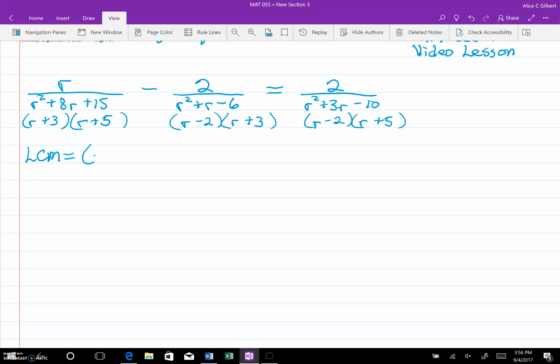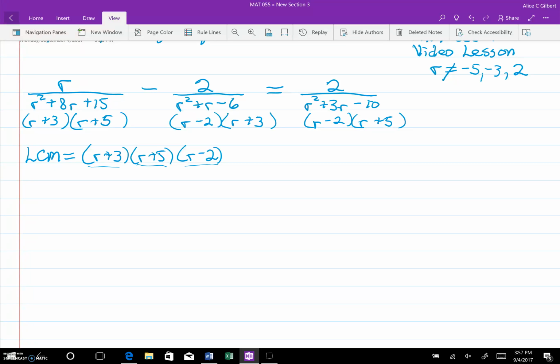Once again, I take everything from the first one to make my foundation. Then I look at the second one, need to include this guy, and now I'm done. However, I do need to figure out what my r cannot be, and it can't be a negative 5, a negative 3, or a positive 2. Remember, I set this guy equal to 0 and solve, I set this guy equal to 0 and solve, and I set this guy equal to 0 and solve. That way I come up with a negative 5, a negative 3, and a positive 2.